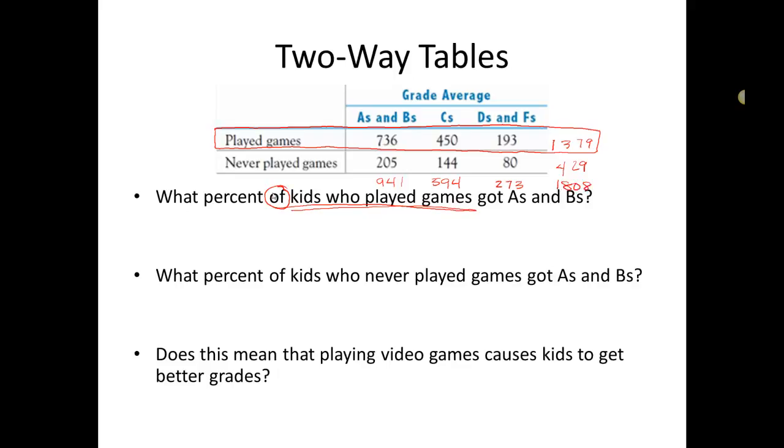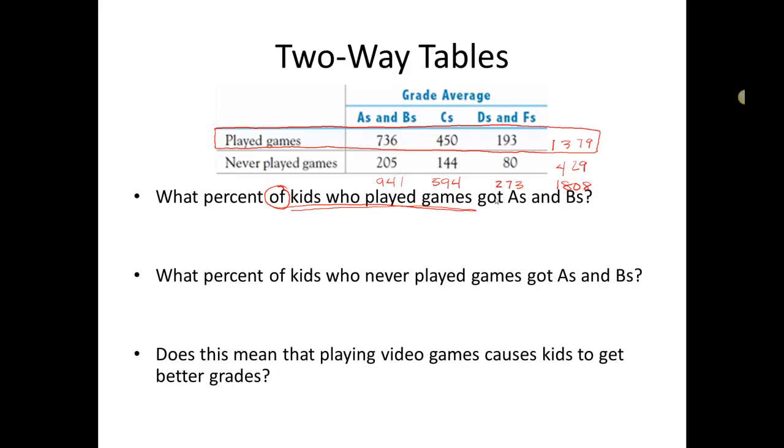All right, so I want to know what percent of kids who played games got A's and B's. When I'm looking at a conditional proportion, my denominator is going to be a row or column total, depending on what we're looking at, and my numerator is going to be one of the values from a cell in the table.